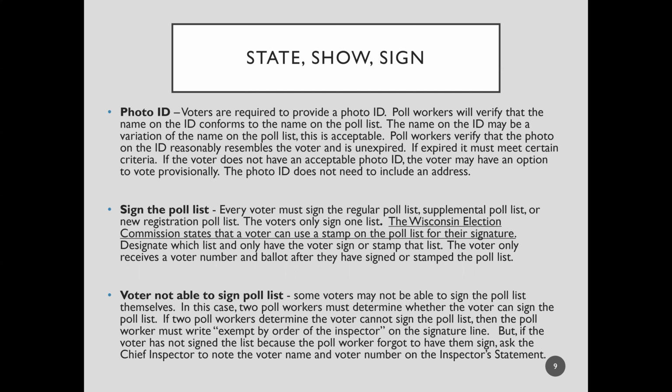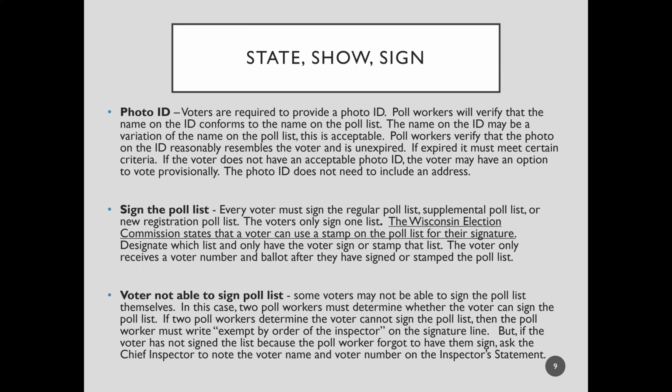Signing the poll list. After you've checked their name, address, and photo ID, every voter must sign the poll list, or the supplemental list, or the new registration list. The voter only signs one list though, so you will choose at the beginning of the day whose book is going to be the signature book.